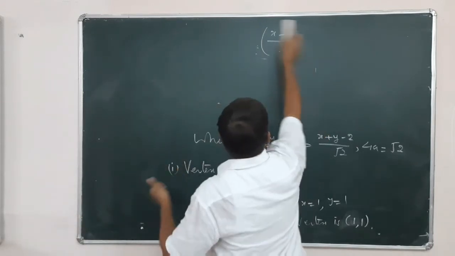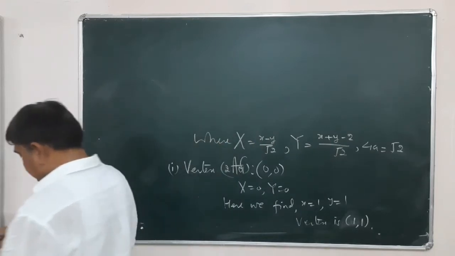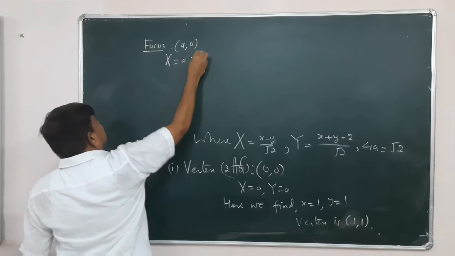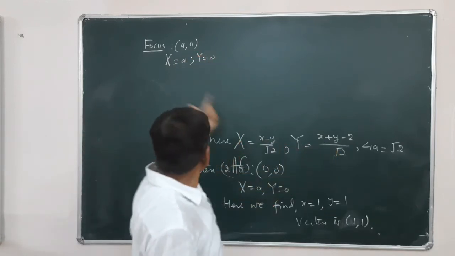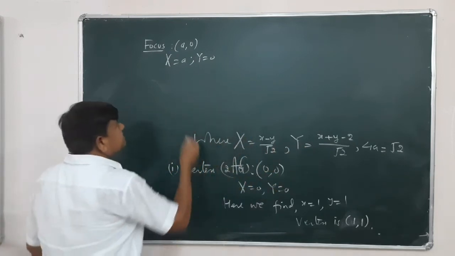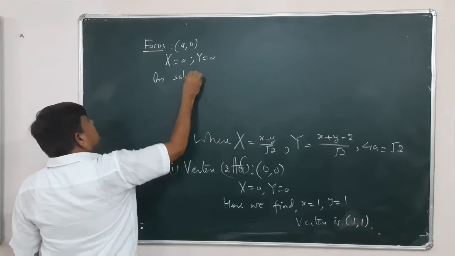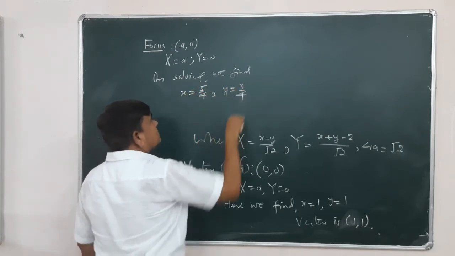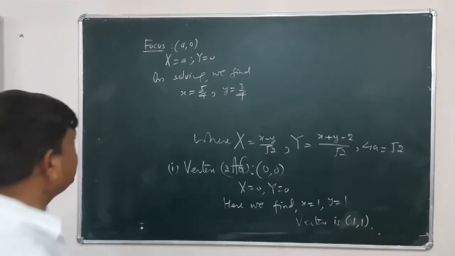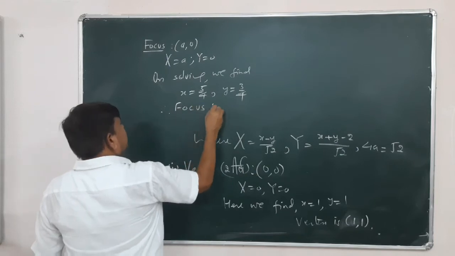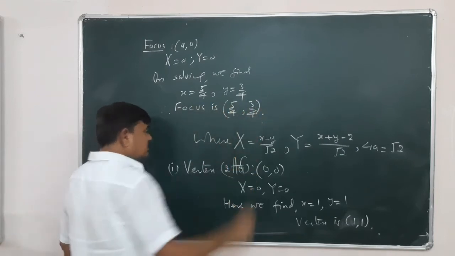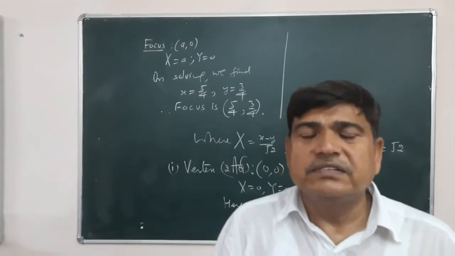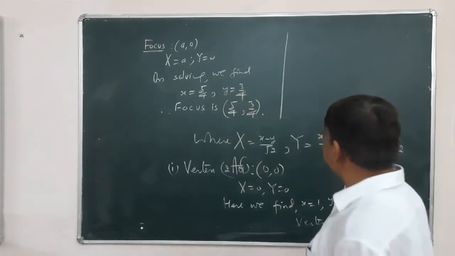Then we find the focus. The focus is (a, 0), so capital X is a, capital Y is 0. Capital X is this one and capital Y was this. So when we simplify this one on solving, we find x equals 5 by 4 and y equals 3 by 4. Therefore the focus is (5/4, 3/4). This we have to calculate as usual, as I explained yesterday. And if you don't know, then you just revise the previous video again and again.